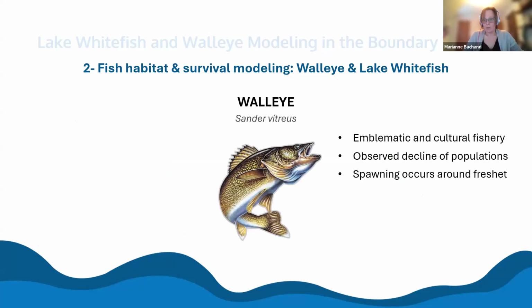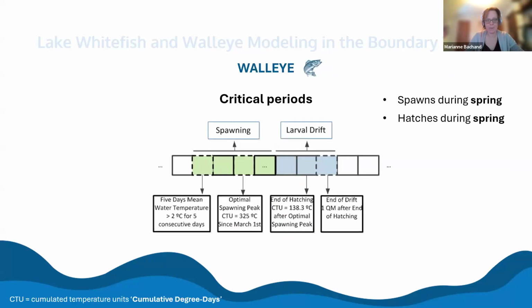So how do we develop the model for the walleye, and why did we choose walleye as a performance indicator in the study? It's because it's an emblematic and cultural fishery of the region. At that time, they observed a decline of the population, and the fact that the spawning occurs around freshet, where the rule curve can change something. If you change the rule curve, you can have an influence on the freshet. So we thought it was a perfect performance indicator.